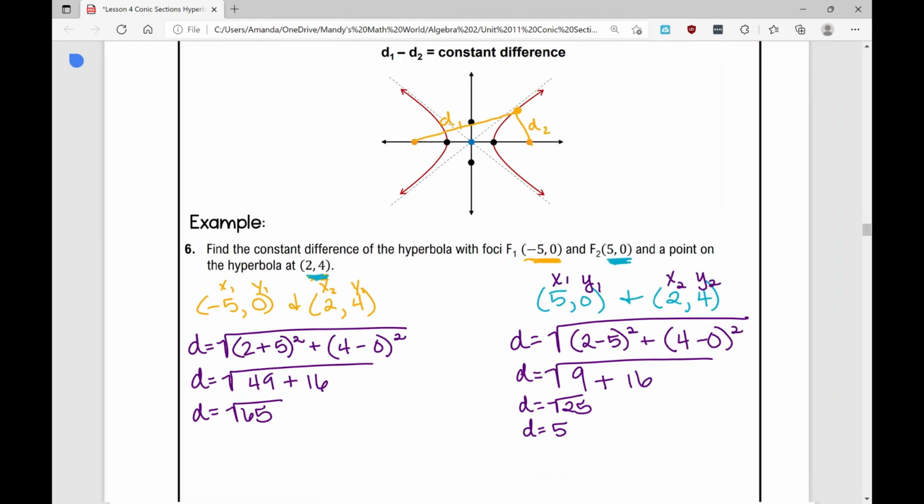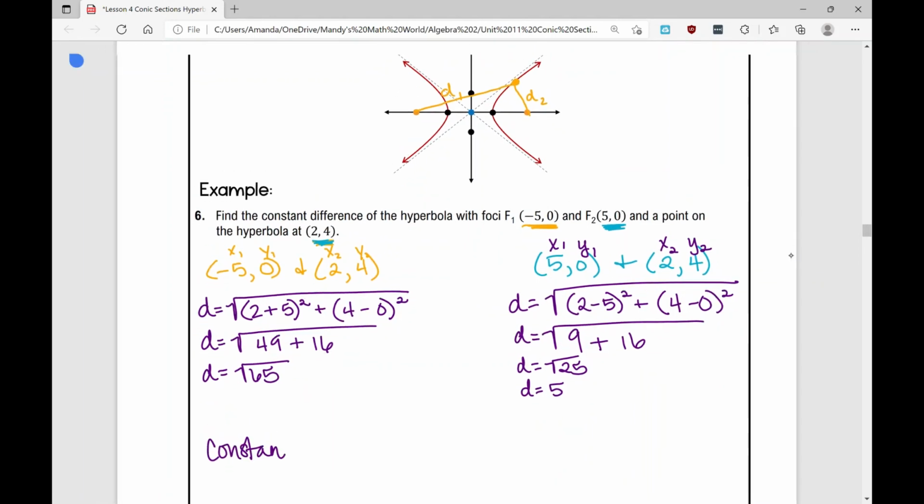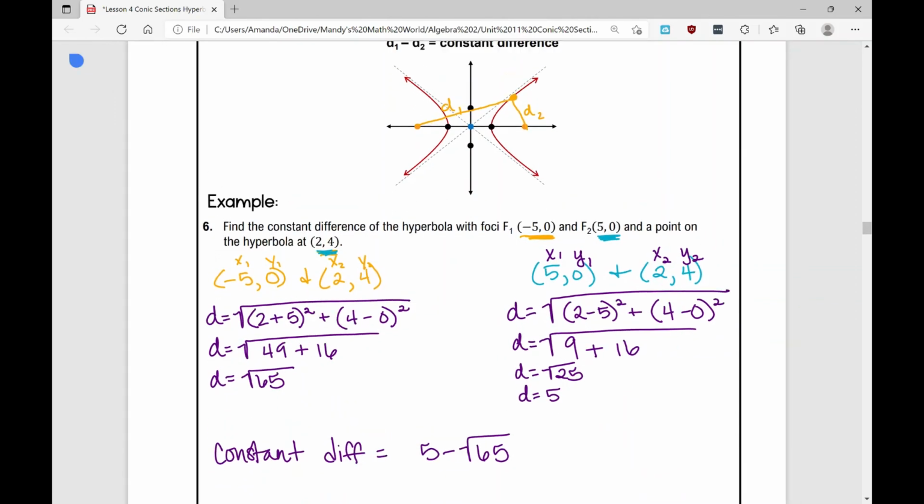So the constant difference for this hyperbola is going to be 5 minus the square root of 65. And I can take the absolute value of that. Okay, there's my constant difference. And that concludes your notes over hyperbolas. I know these were long notes, but I hope they were helpful.